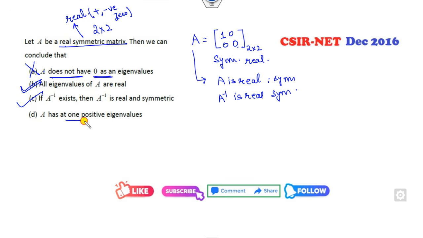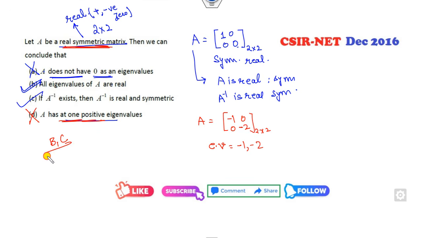A has one positive eigenvalue. Is it always true? Can you think about any 2 cross 2 matrix in which there is no positive eigenvalue and the matrix is real and symmetric? -1, -2. It is a symmetric matrix. What are the eigenvalues? Eigenvalues are -1 and -2, but none of them is a positive eigenvalue. So B and C are the correct answers of the problem.